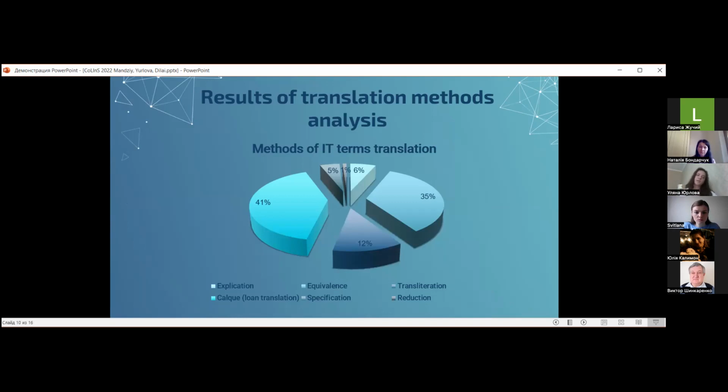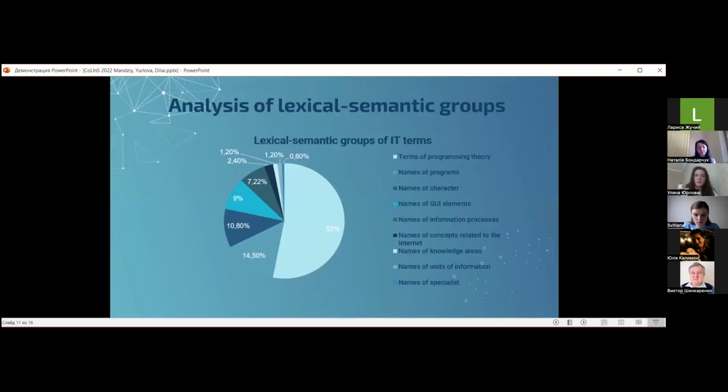type and method of translation, and established that the most typical methods for the translation of IT terminology are the following: transliteration, calque, explication, and equivalent methods. The most common translation method used in this investigation is calque, or loan translation. As a result, we found out that 84 out of 205 terms were translated using this method. So let's move to the analysis of lexical semantic groups of IT terms.